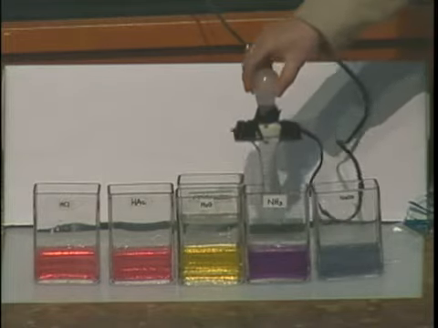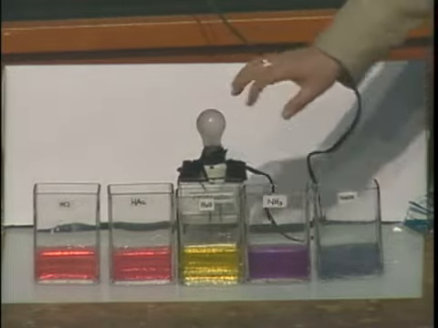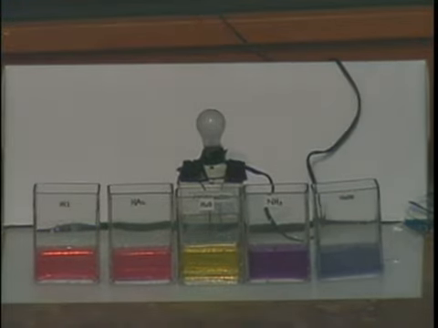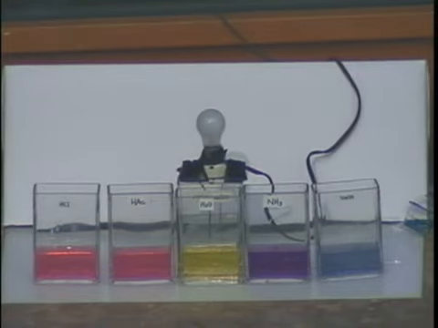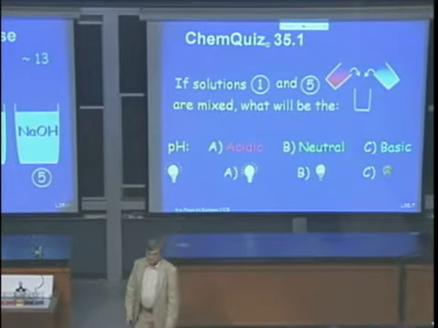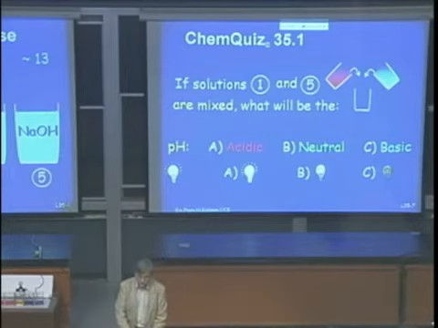So now we're going to do this here, and Karen will help me. This is what happened here, and this is what happened here. I leave you that here. So we mix now solutions 1 and 5. 1 is the HCl and the sodium hydroxide. And I ask you the first question: will it be acidic, neutral, or basic? Why don't you give me your answer, please?